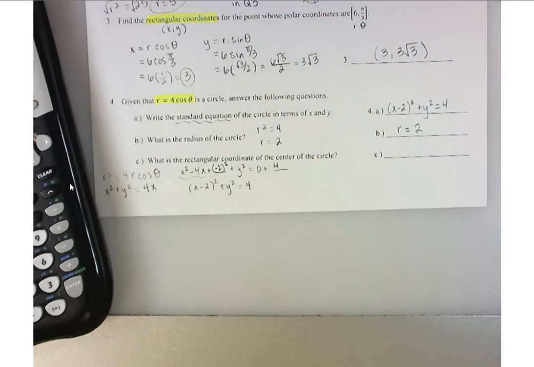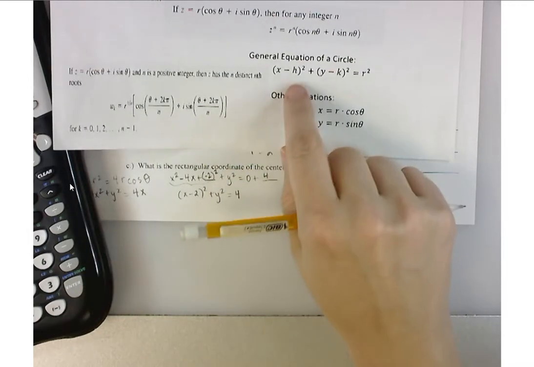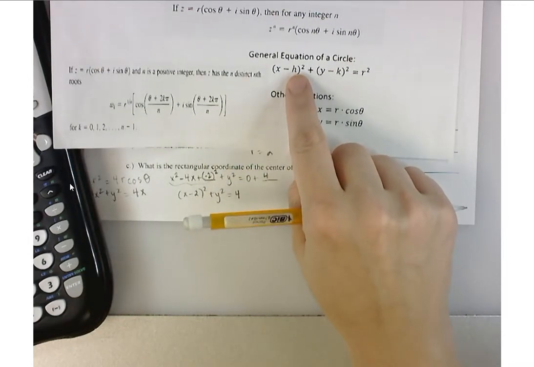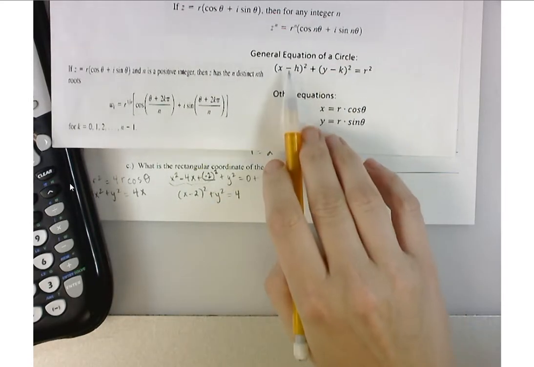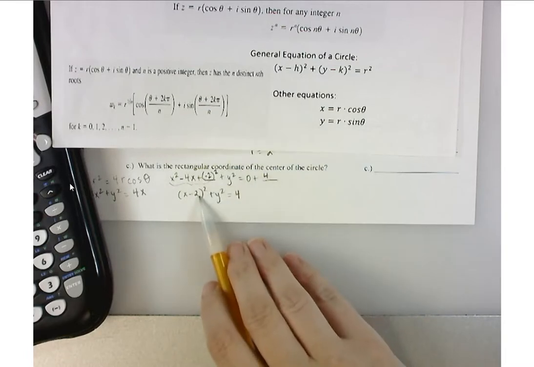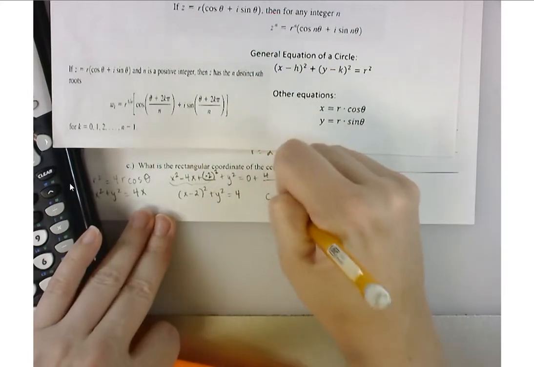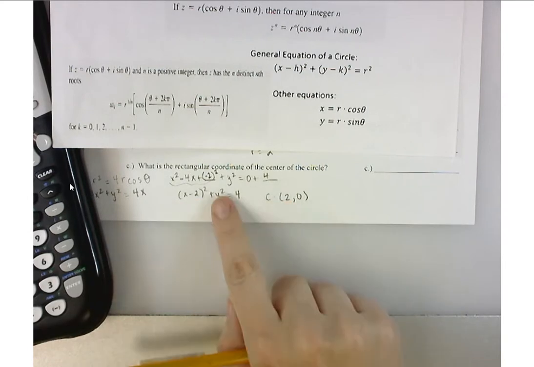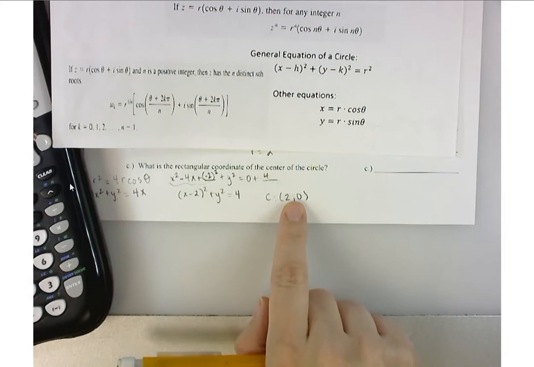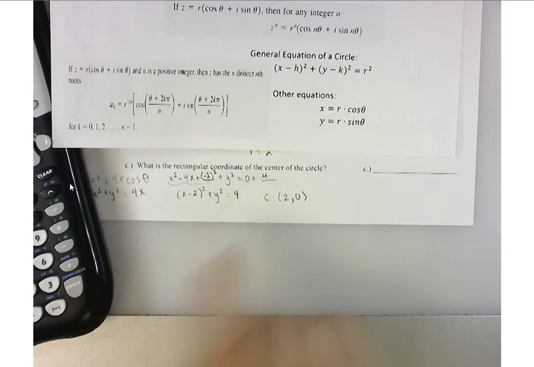Okay, and then it says, what is the rectangular coordinate of the center of the circle? So remember, back from your geometry and algebra 2 honors days, that the circle center is at (h, k). See how it's minus? So remember it's going to be the opposite. So if you see minus 2, then your center is going to be 2 and then 0. Whatever is next to x goes first, whatever is next to y goes second. So if the minus 2 was with the y, then it would be 0, 2 instead of 2, 0.